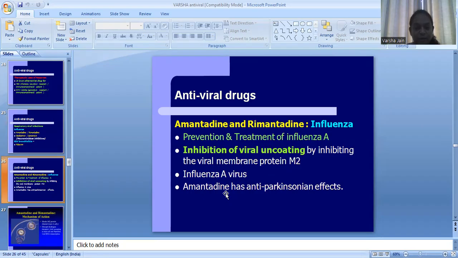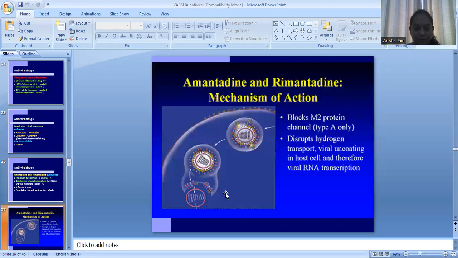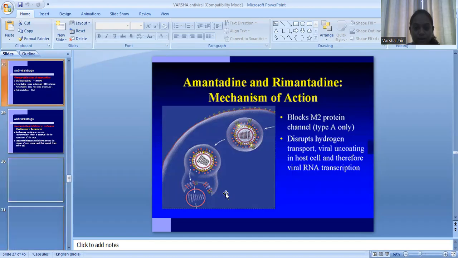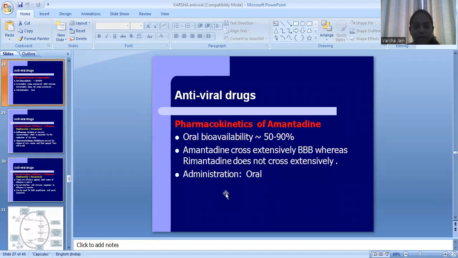For influenza A viruses, amantadine also has an anti-Parkinsonism effect. Mechanism of action of amantadine and rimantadine: they block the M2 protein channel, type A only, disrupt the hydrogen ion transport, viral uncoating in the host cell, and therefore viral RNA transcription. Pharmacokinetics of amantadine: oral bioavailability is 50 to 90%. Amantadine crosses the blood-brain barrier extensively, whereas rimantadine does not cross extensively. Administered through the oral route.